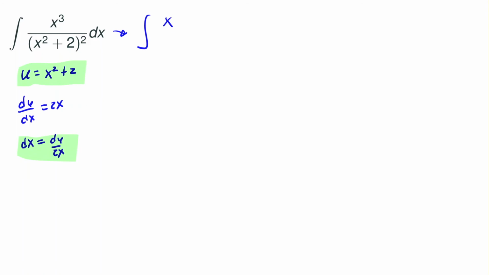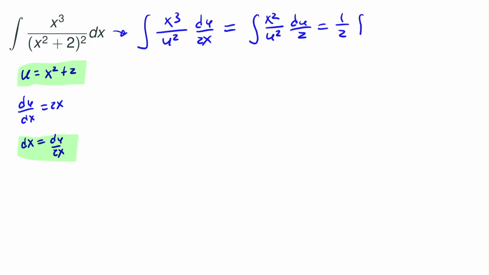We have x cubed over u squared. dx is du over 2x. So here only one of them, one x, cancels out with this. So we have x squared here. So let me write that here. We have x squared over u squared, du over 2. Well, we can put this 1 over 2 to the outside. So we have 1 over 2, x squared over u squared du.